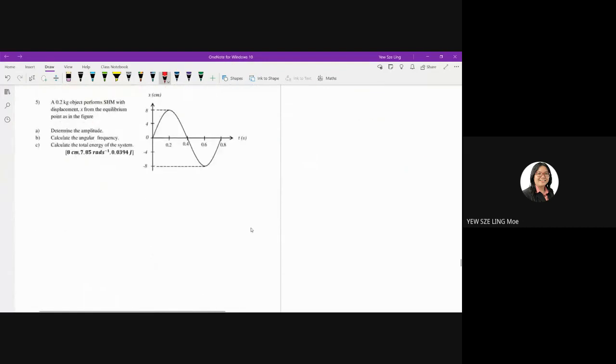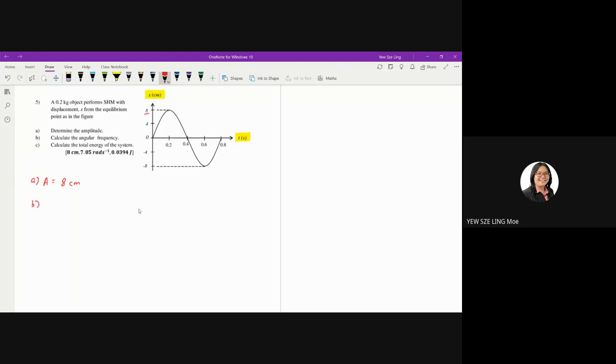All right, question 5. The last question in 9.2. Okay, the graph questions. So a 0.2 kg object performs simple harmonic motion with displacement x from equilibrium position, as shown in the figure. So you have an x against t graph, and your x is now in cm. Question A determines the amplitude. So amplitude is the maximum displacement. So we know A straight away is equal to x cm from the graph.